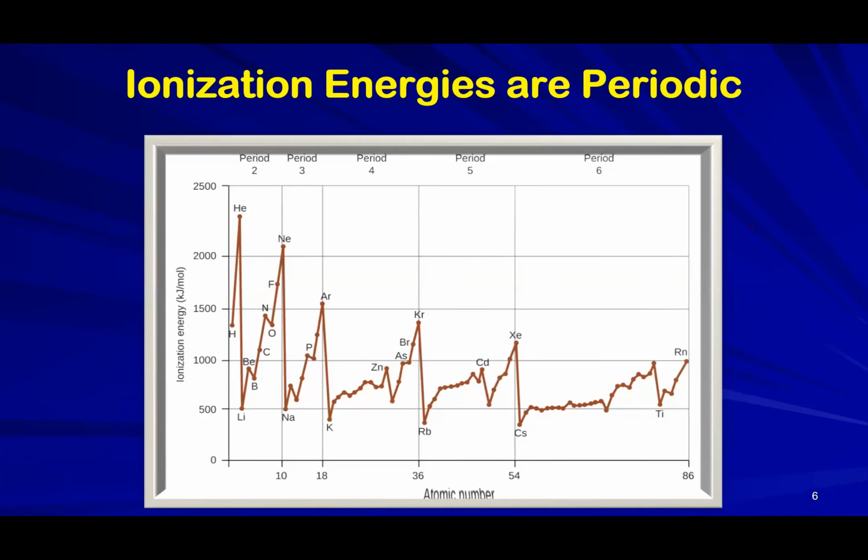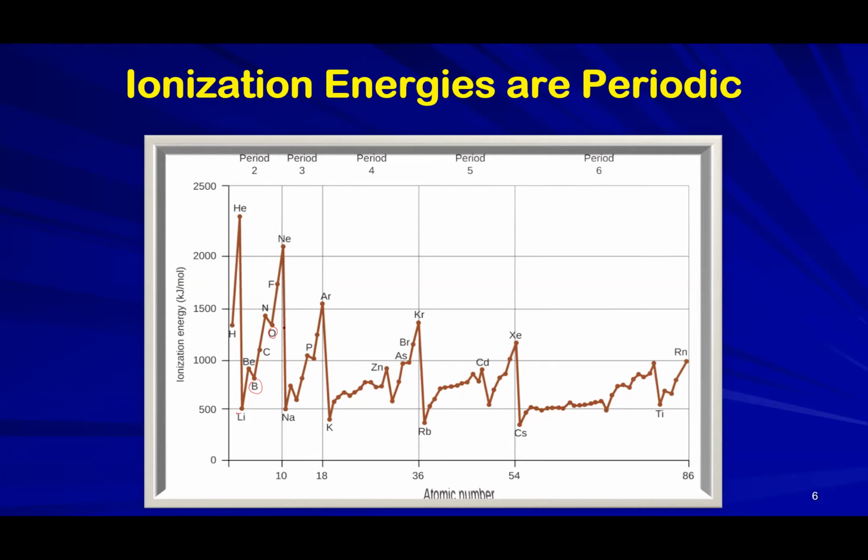Ionization energies are periodic. You can see we have a graph here showing how the ionization energies are changing. From lithium to beryllium, it is increasing. On boron, it decreases, but when you move from boron up to nitrogen, it is also increasing. And here there is an exception.